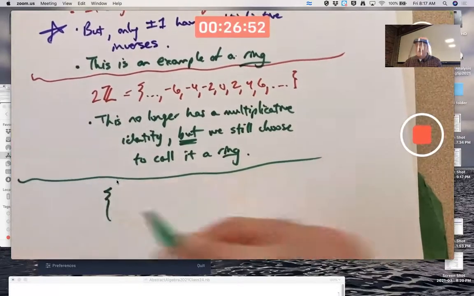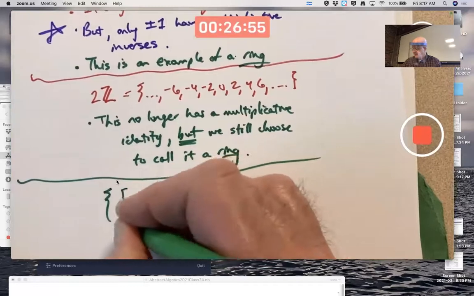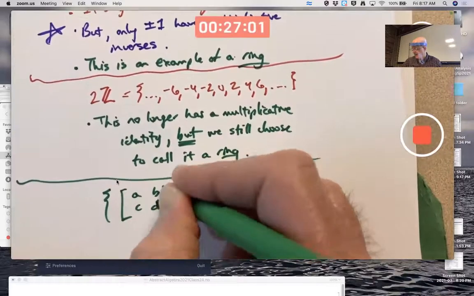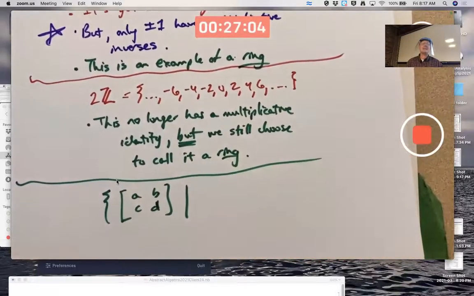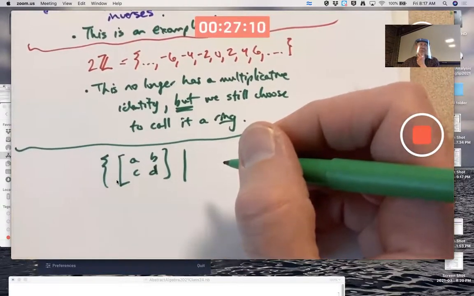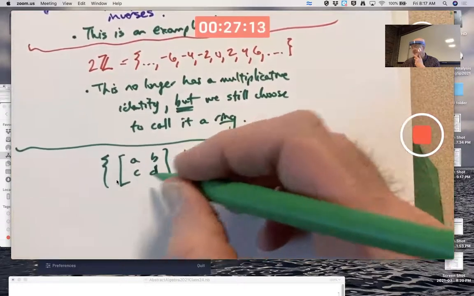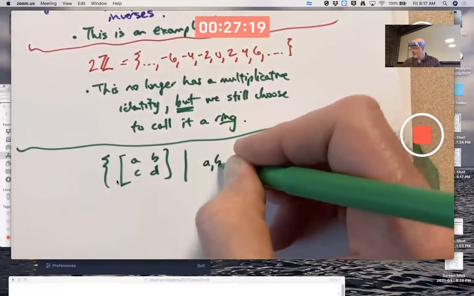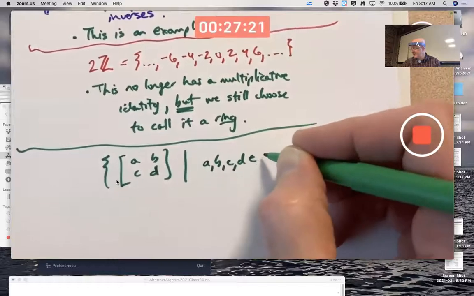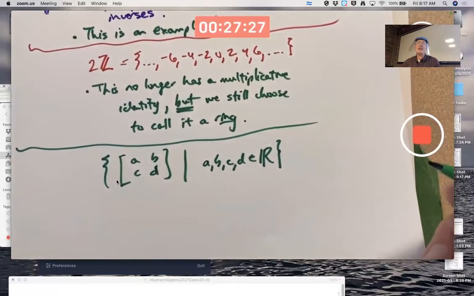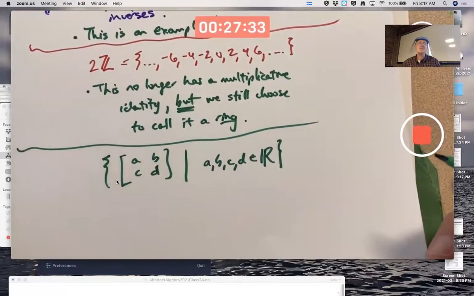Let's consider as a set, the set of all 2x2 matrices with entries A, B, C, D. There are various choices you can make about what set the entries A, B, C, and D are in. We could take them to be real numbers. That's not the book's example of a matrix ring. In their initial example, they take A, B, C, and D to be integers. But just to be a little different than the book, let's take them to be real numbers.